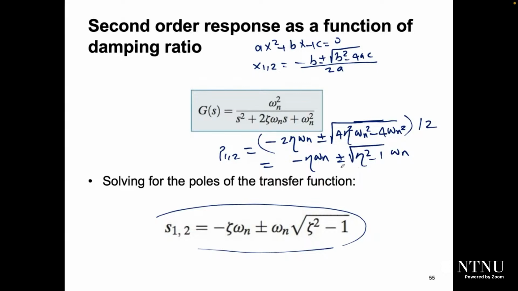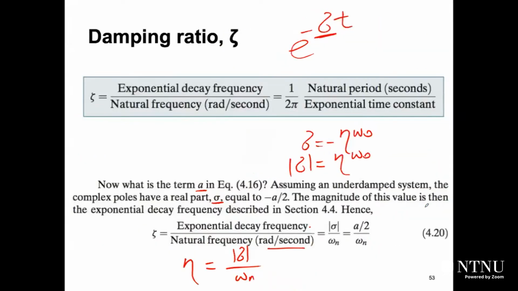If you want to make it more beautiful, you can just say it's minus zeta omega n plus or minus j times the square root of 1 minus zeta squared times omega n. So it will be a real part plus an imaginary part, right? j omega n. So it will be a real part plus an imaginary part. This real part, we call it the exponential decay frequency. This real part is called the exponential decay frequency.